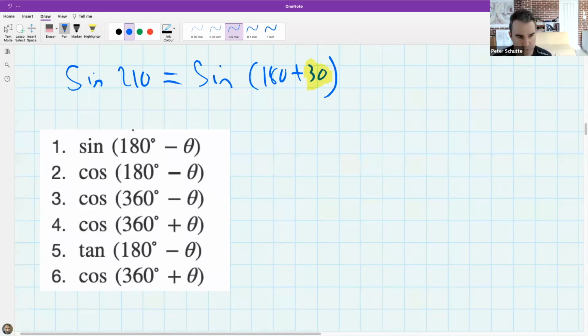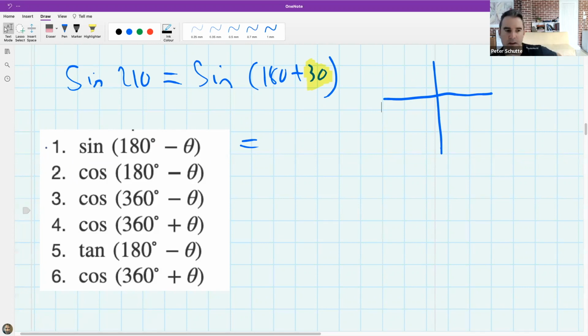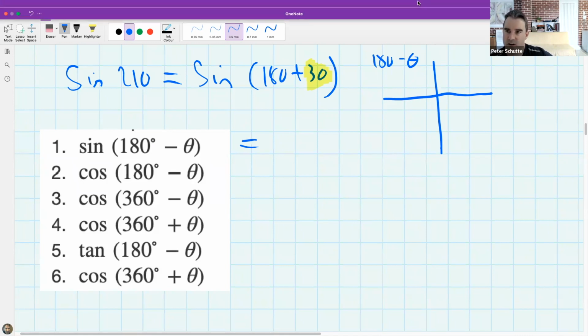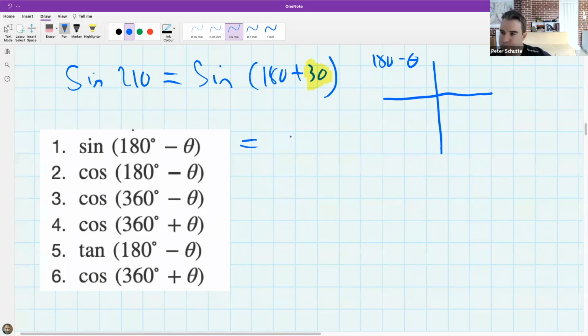Now, if I give you an expression like this and I say reduce it, I'm going to use a very similar idea. I'm going to say, what quadrant is number 1 in? So I want, in the chat, tell me what quadrant 180 minus theta is in. It's in the second quadrant. Yes. So we know it's in the second quadrant. Now, is it positive or negative in that quadrant? So in the second quadrant, sine is positive. So this is going to be positive.